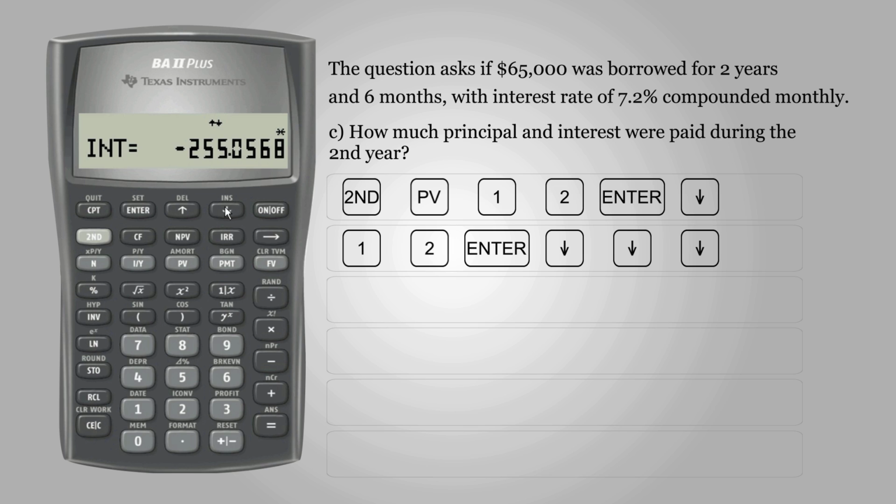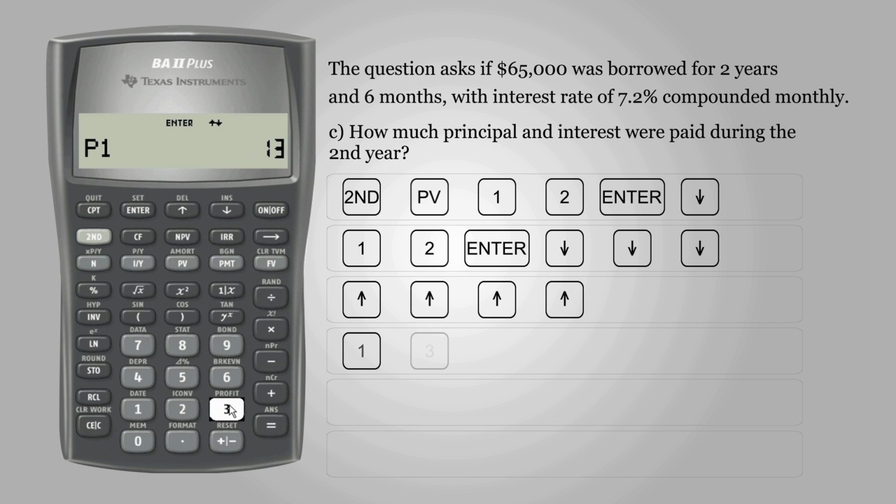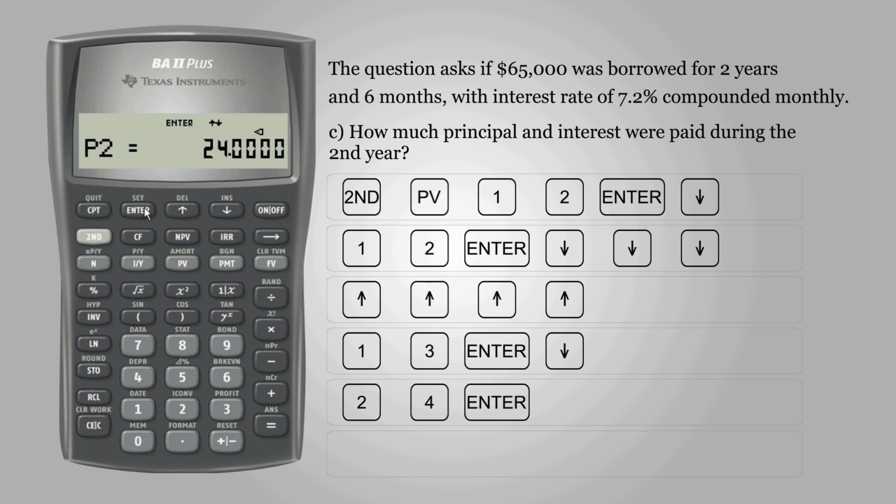For part C, since we are interested in the second year, the beginning period is 13. Enter 13 for P1 and enter. Press the downward arrow. Enter 24 and press enter again. Press the downward arrow. The unpaid balance is represented by BAL.